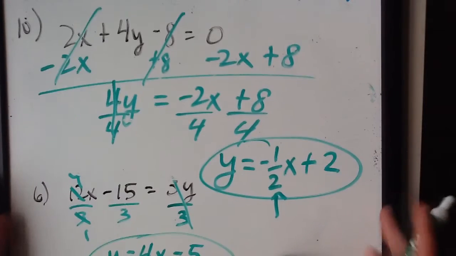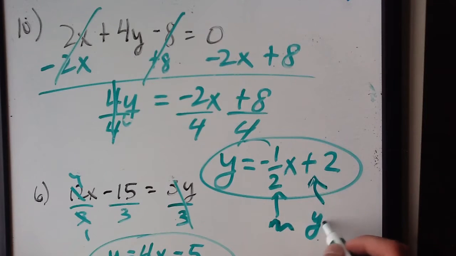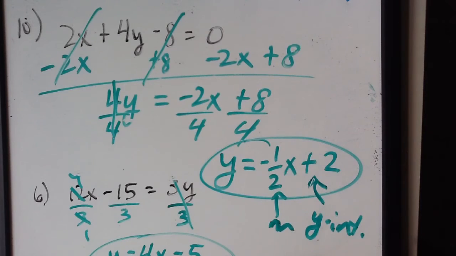My slope is a negative slope, right? Negative. My slope is negative 1/2, and my y-intercept is positive 2. That's where it crosses the y-axis.